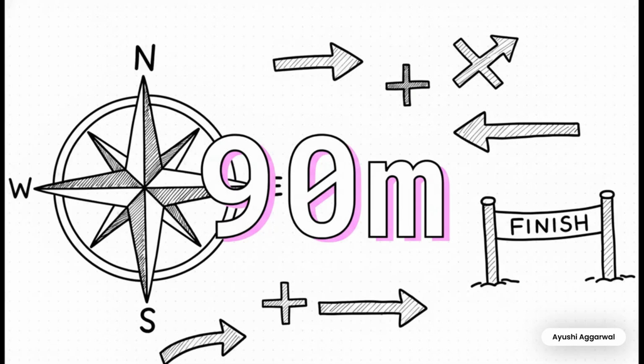The answer is 90 meters. Let's see how we got there. We can use our cancellation method again. The 30-meter west movement and the 30-meter east movement just cancel each other out, so the horizontal distance is 0. She only moved south. How much? Well, 40 meters plus another 50 meters. So the total distance from her starting point is simply 90 meters.